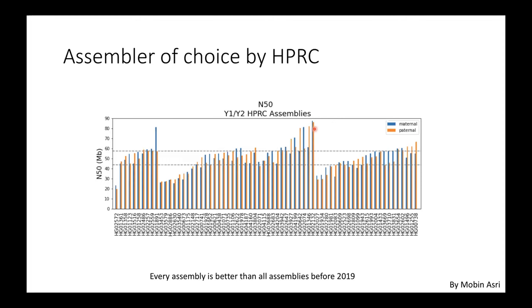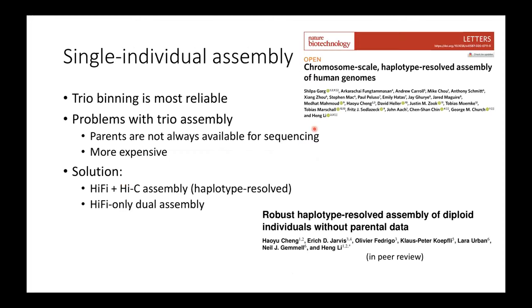Although I haven't looked into this assembly, I'm a bit skeptical whether there are any errors. And the above are mostly about trio phasing. Earlier we published in Nature Biotech about how to use Hi-C to resolve assembly. And now we have integrated a better algorithm into HiFi-Sam. This is our new preprint, currently in peer review, and we can achieve similar haplotype-resolved assembly.